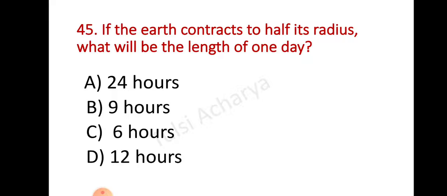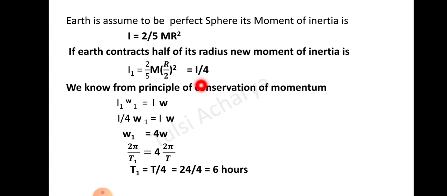This is a very important question. If Earth contracts to half of its radius, what will be the length of one day? We know that Earth is a perfect sphere, so its moment of inertia is 2 by 5 m r square. If Earth contracts to half, its radius will be r by 2. This is the new moment of inertia because of new r. That will be I by 4.